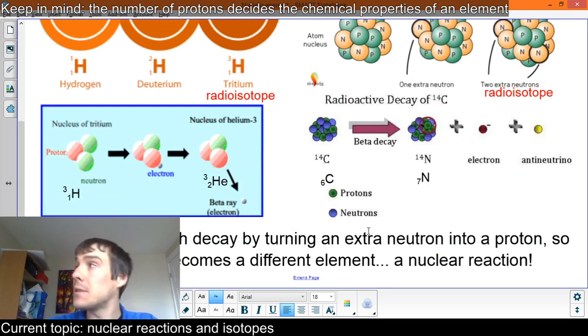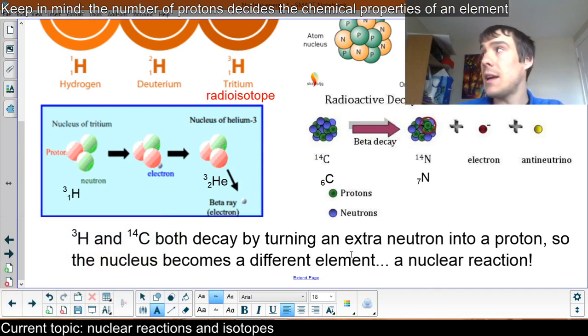The decay process is technically a nuclear reaction because the nucleus has changed. Right? Nucleus has turned into a different element. Something has changed about the nucleus. That is a nuclear reaction. We'll see carbon again when we talk about carbon dating. So at the very end, we'll circle back around and talk about how this lets us date different things.